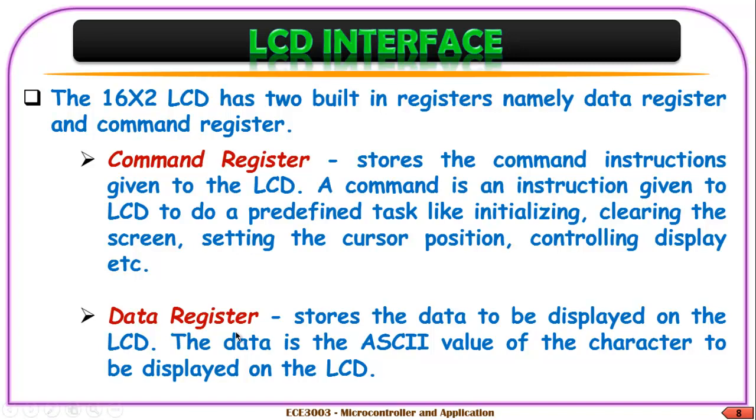When it comes to the data register, it basically stores the data to be displayed on the LCD screen. The data is the ASCII value of the character which we need to display on the LCD screen. So the simple difference between these two is that the command register is used for providing an instruction to the LCD on how it has to behave, whereas the value you want to display on the LCD will be passed through the data register.